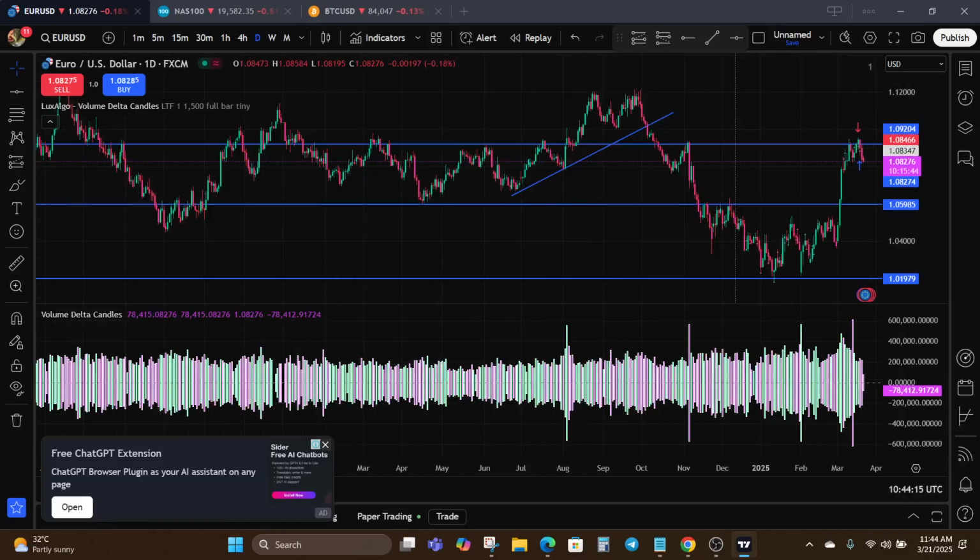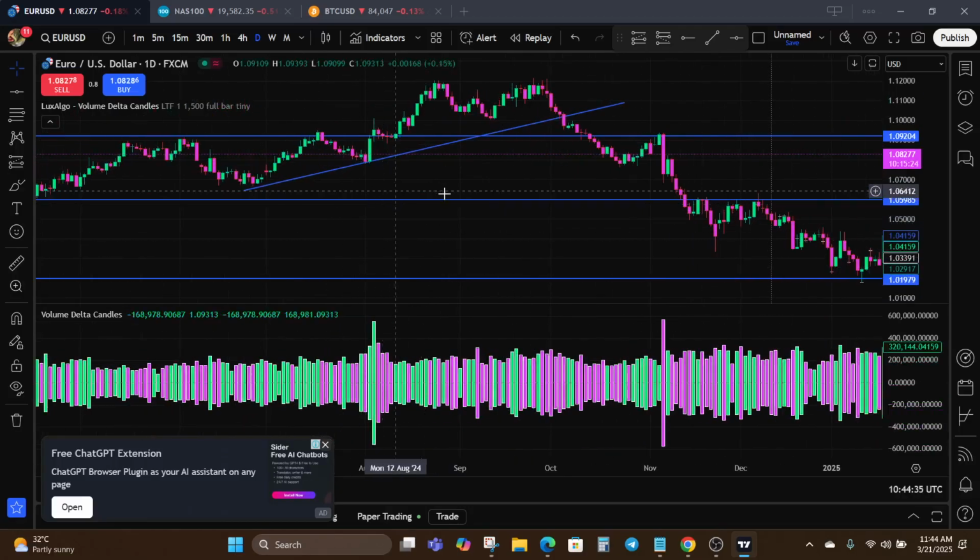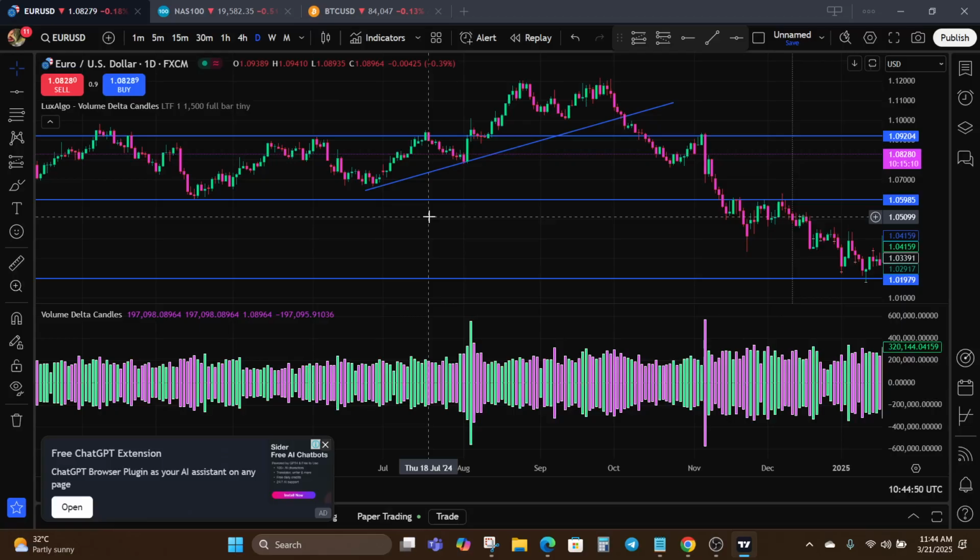Now, many traders rely only on price action, but price alone does not always tell the full story. Volume delta shows the real battle between buyers and sellers in real time. Here's why it's crucial: it confirms trend strength. A strong uptrend could have consistent green delta candles, while a weak trend might show mixed delta signals. It also helps identify smart money moves. When institutions place large market orders, it creates noticeable volume delta shifts. And it can help you avoid fake breakouts. If a breakout happens but lacks strong delta support, it might be a trap.